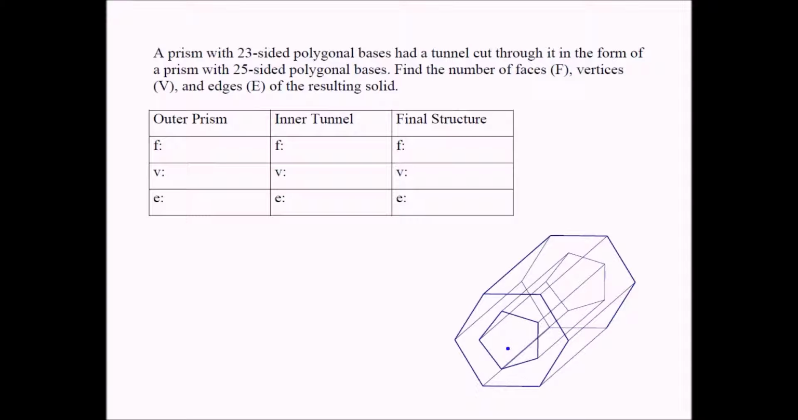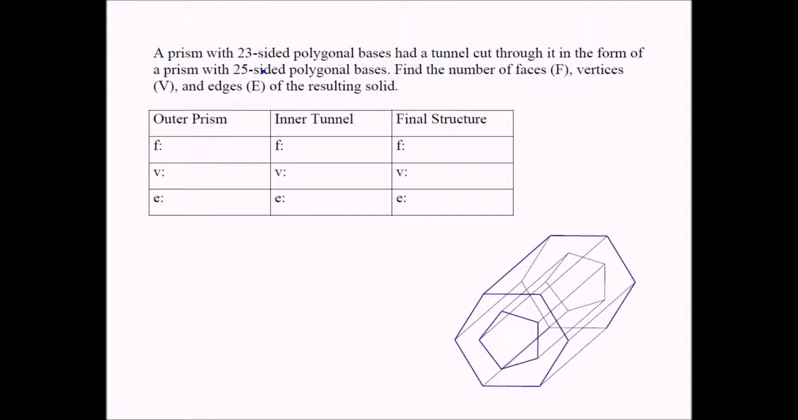I'm going to call this prism the outer prism, the one that has a hexagonal cross section, and the hole, I'm going to call it the inner tunnel. And of course, I'm not looking at this picture. I'm going to work on this one. So now we have two separate questions. Let's see what happens here.